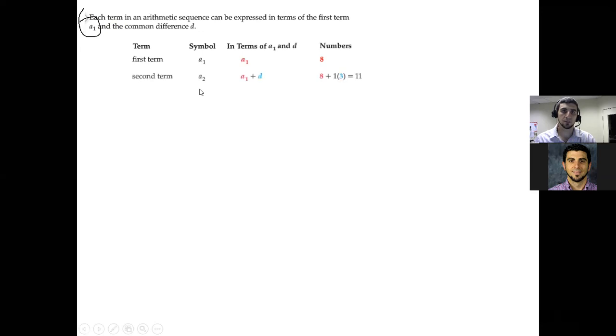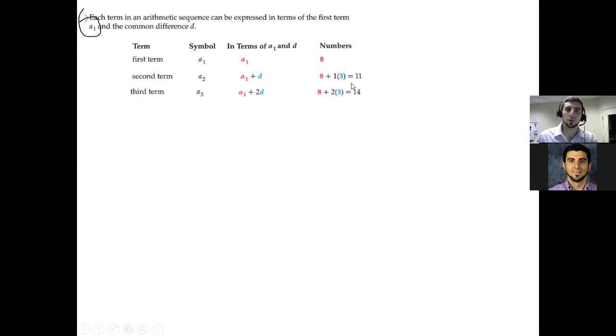So the number for the subscript represents the term that you're on. So the first term is a sub 1. The second term is a sub 2. The third term is a sub 3.